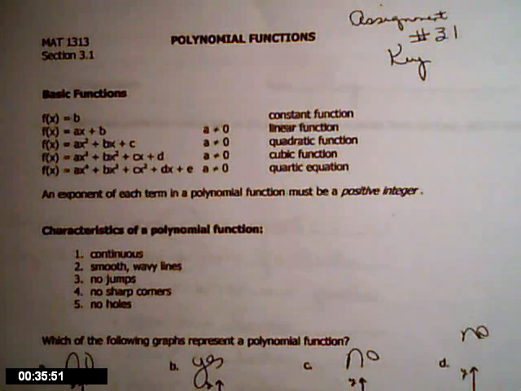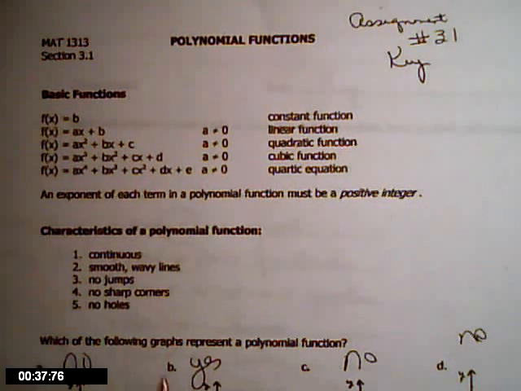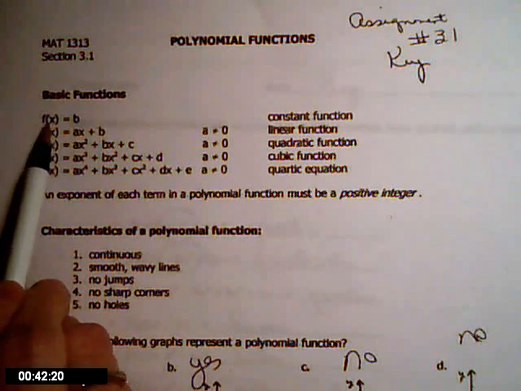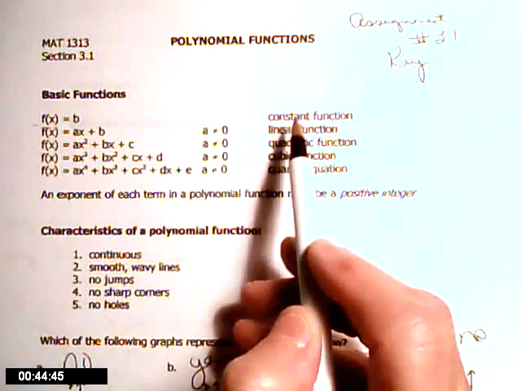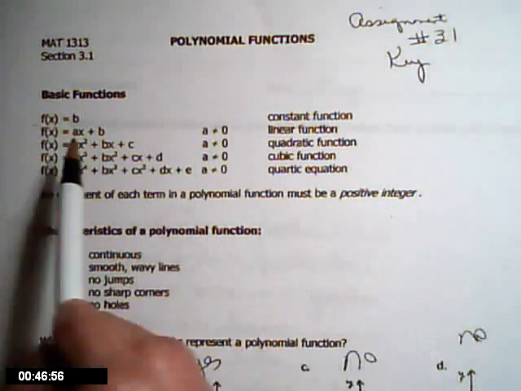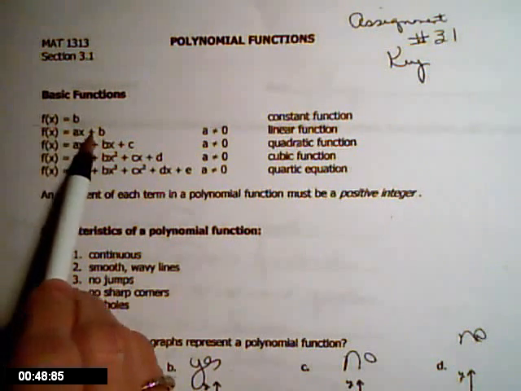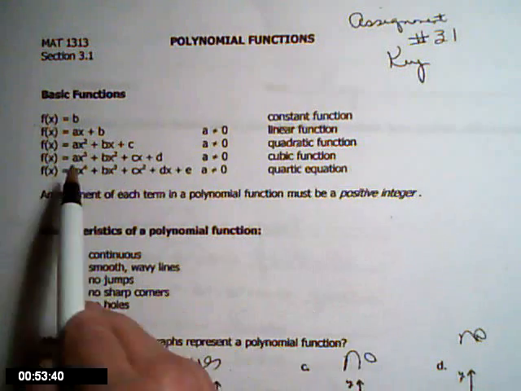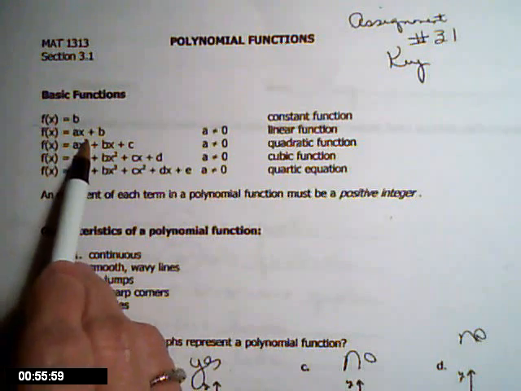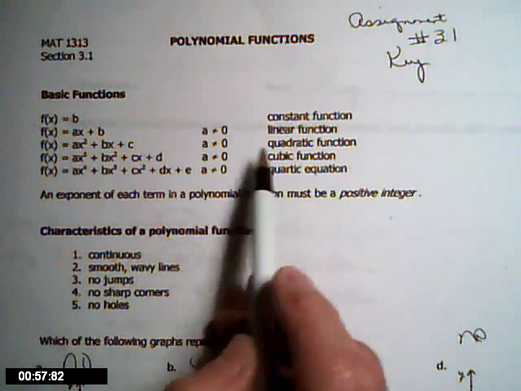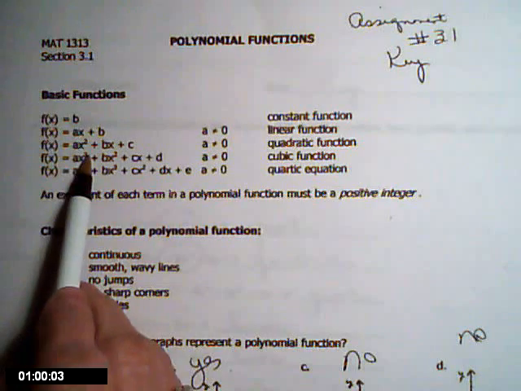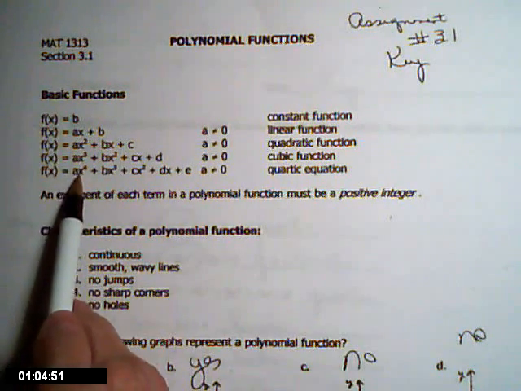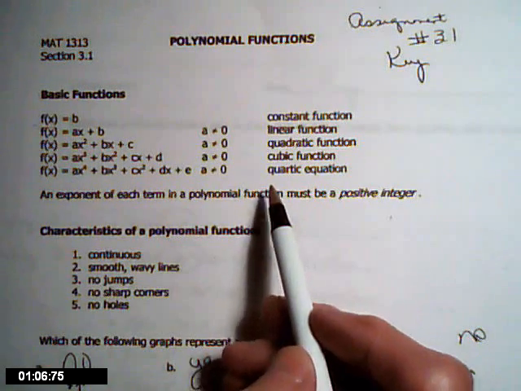Now, we've already studied these, but we're going to learn some terminology. If you have a function that states f of x equals some number, that's called a constant function. If you have y equals ax plus b with x to the first power, that's a linear function. f of x equals ax squared, that's a quadratic. f of x equals ax cubed, well, that's a cubic. And if it has ax to the fourth power, that's called a quartic.